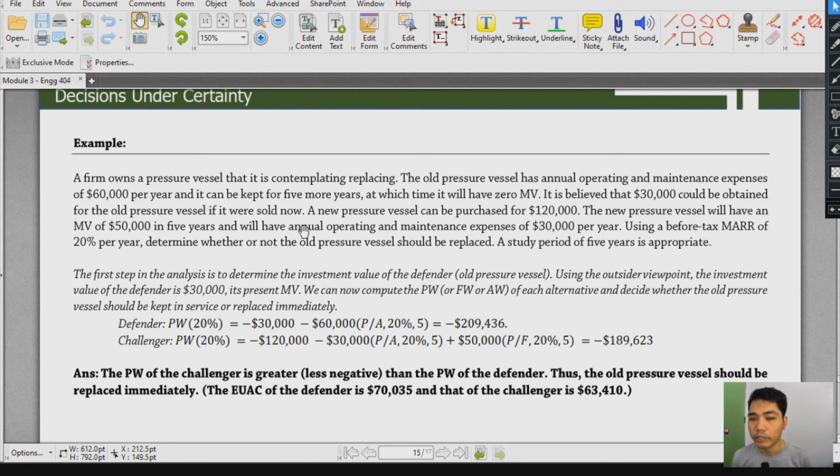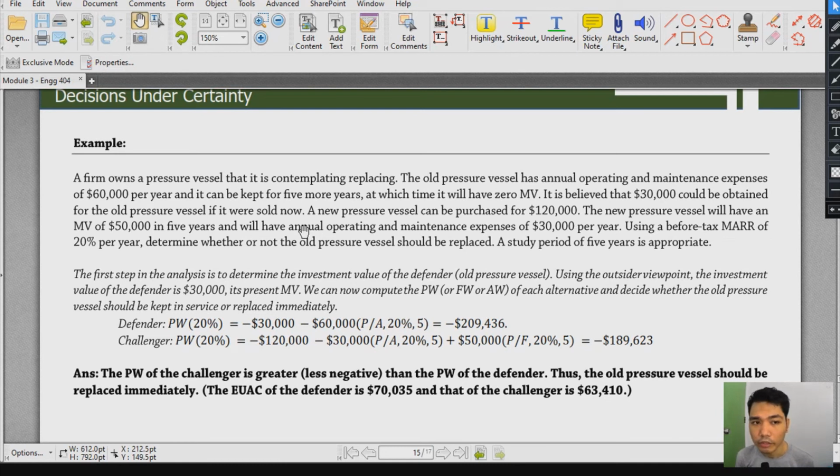A firm owns a pressure vessel, so this is now our asset, that is contemplating replacing. So it needs to be replaced. Probably the reason is that it is no longer as efficient, or new technology is available. The old pressure vessel has annual operating and maintenance expenses. Whenever you have a Defender, you have to expect that it has annual operating expenses, right? Because we all expect annual operating and maintenance cost.